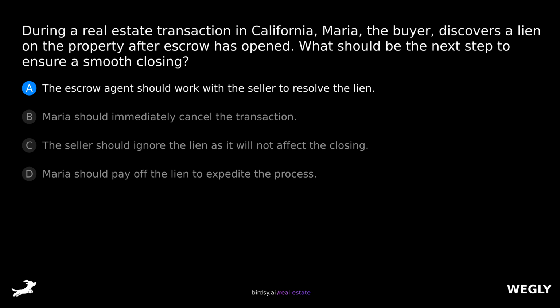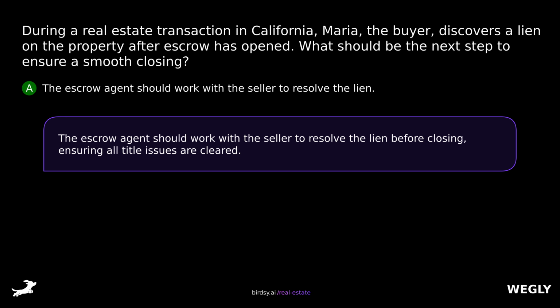Is it A, the escrow agent should work with the seller to resolve the lien? B, Maria should immediately cancel the transaction? C, the seller should ignore the lien, as it will not affect the closing? Or D, Maria should pay off the lien to expedite the process? The answer is A, the escrow agent should work with the seller to resolve the lien. The escrow agent should work with the seller to resolve the lien before closing, ensuring all title issues are cleared.